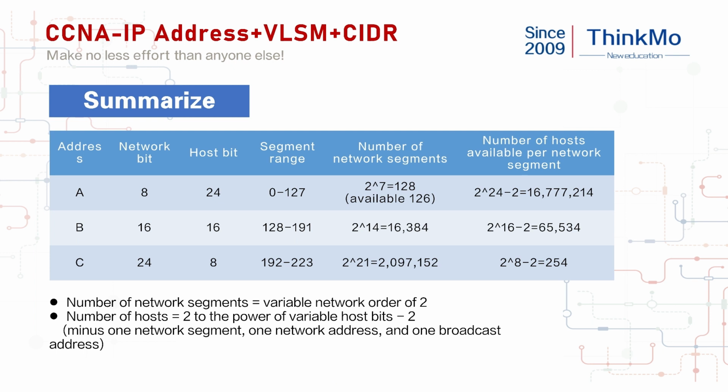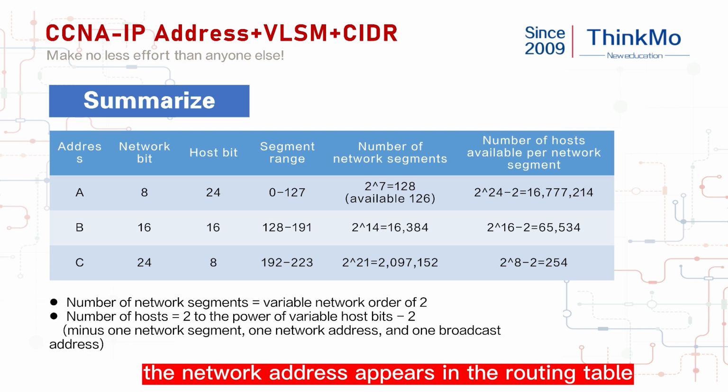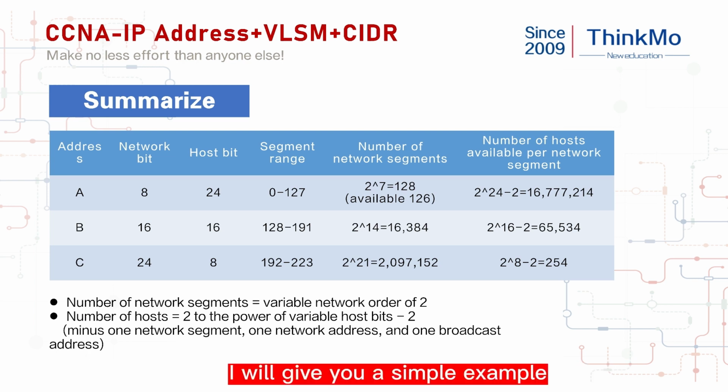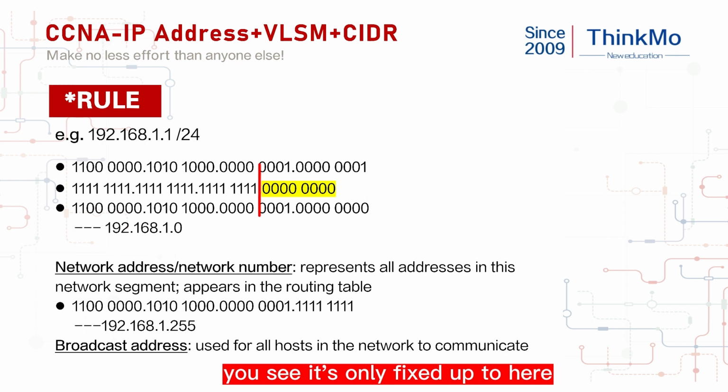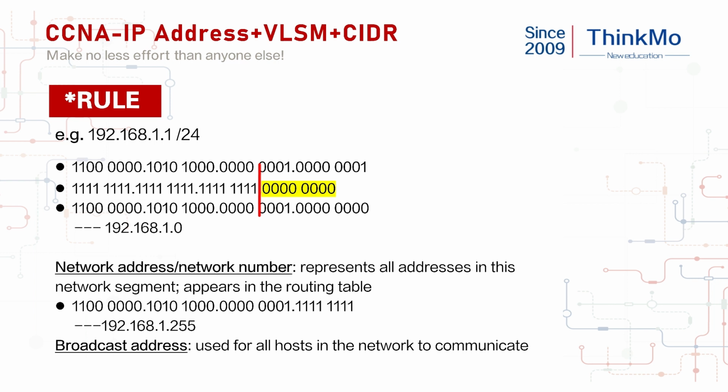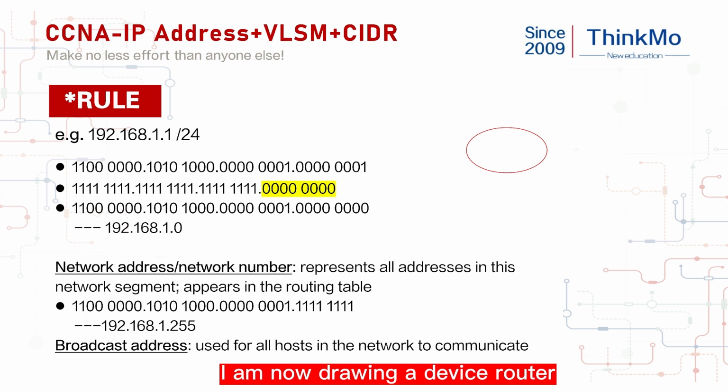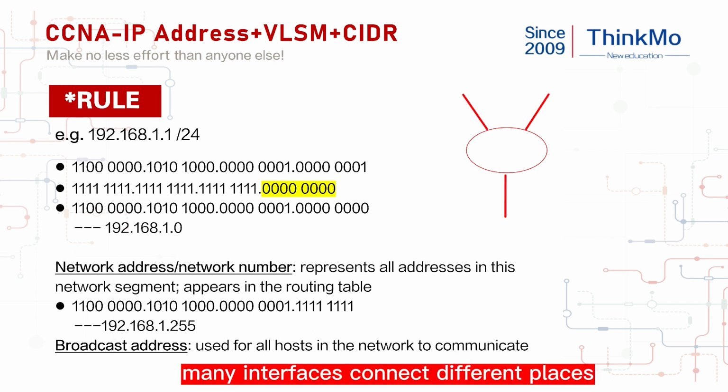Also, as I said, the network address appears in the routing table. I will give you a simple example. For example, 192.168.1.1. You see it's only fixed up to here, that is, it belongs to the 192.168.1.0 segment. Then the configurable range is from 0.1 to 0.254, in theory. For example, I am now drawing a device, a router. We haven't learned it yet, but just to tell everyone, it has many interfaces connecting different places.